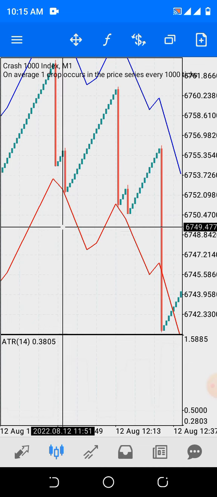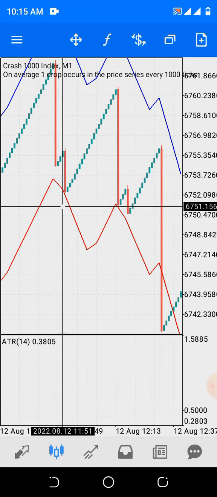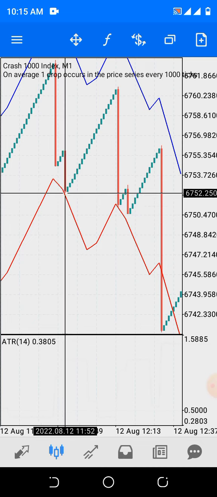So here is the spark that touched this red line. Do you understand? Are you seeing it? This is the spark that touched the red line.